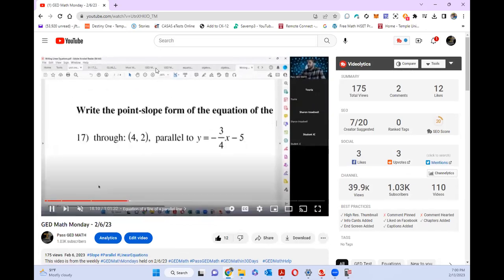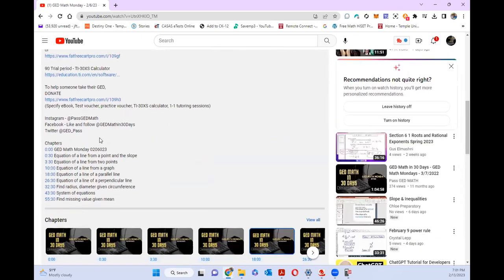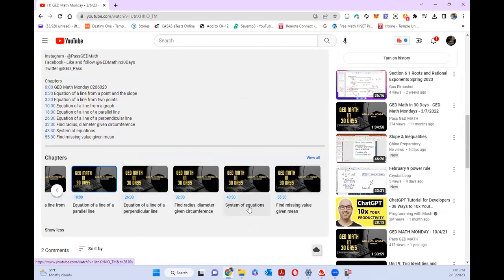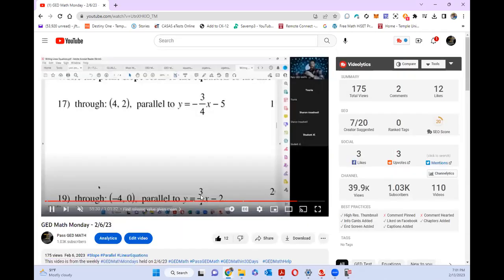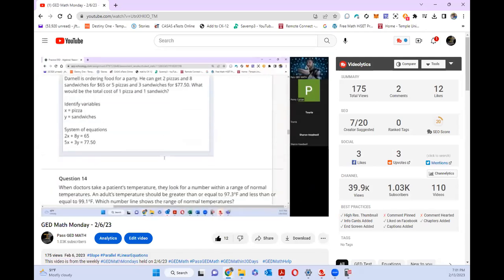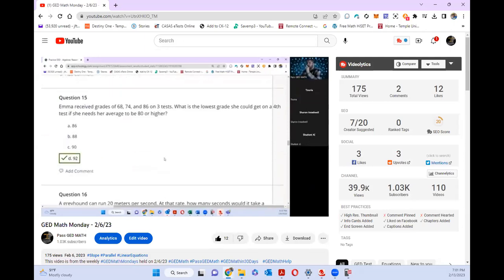So again, let me show you that again. You go to show more. And here it'll show you the chapters. System of equations, find missing value given mean. A lot of people miss that. So if I wanted to go to just that part, I could click on that and it'll go right there. I actually didn't go right there. I'm about 2 seconds behind. I was a little off, but close enough.